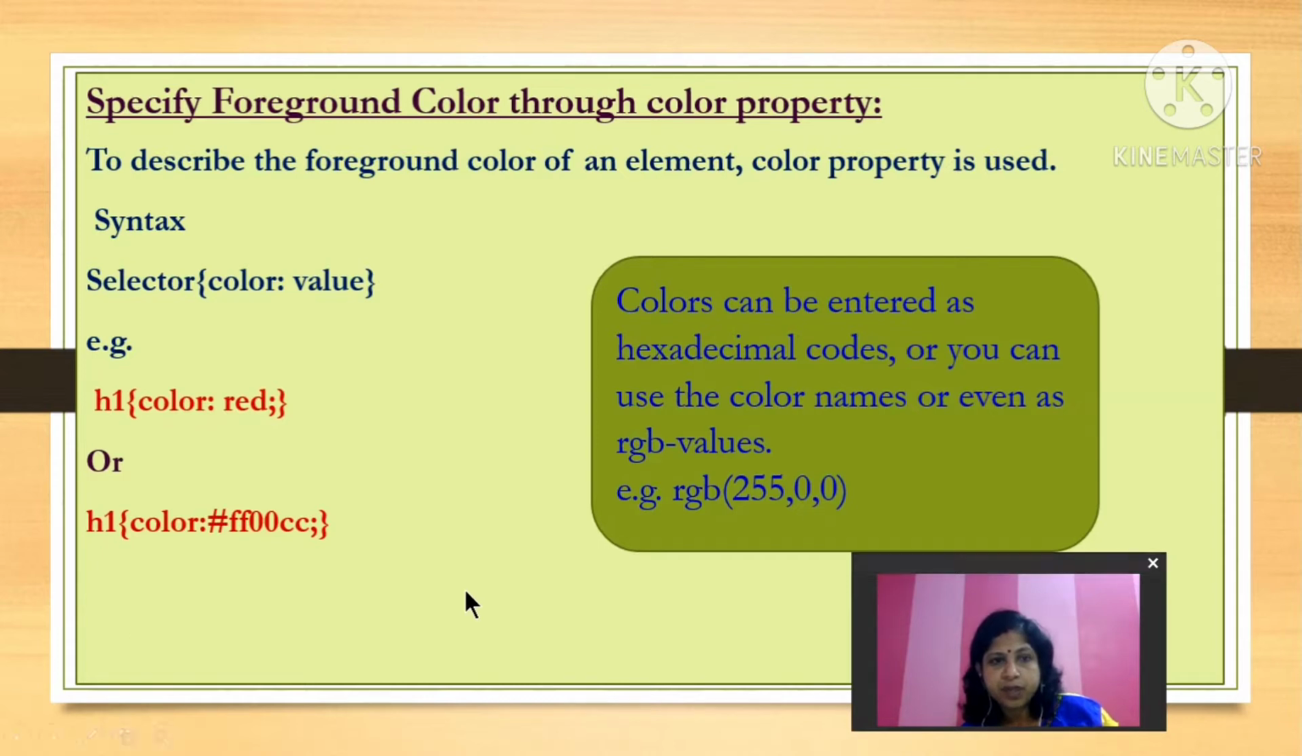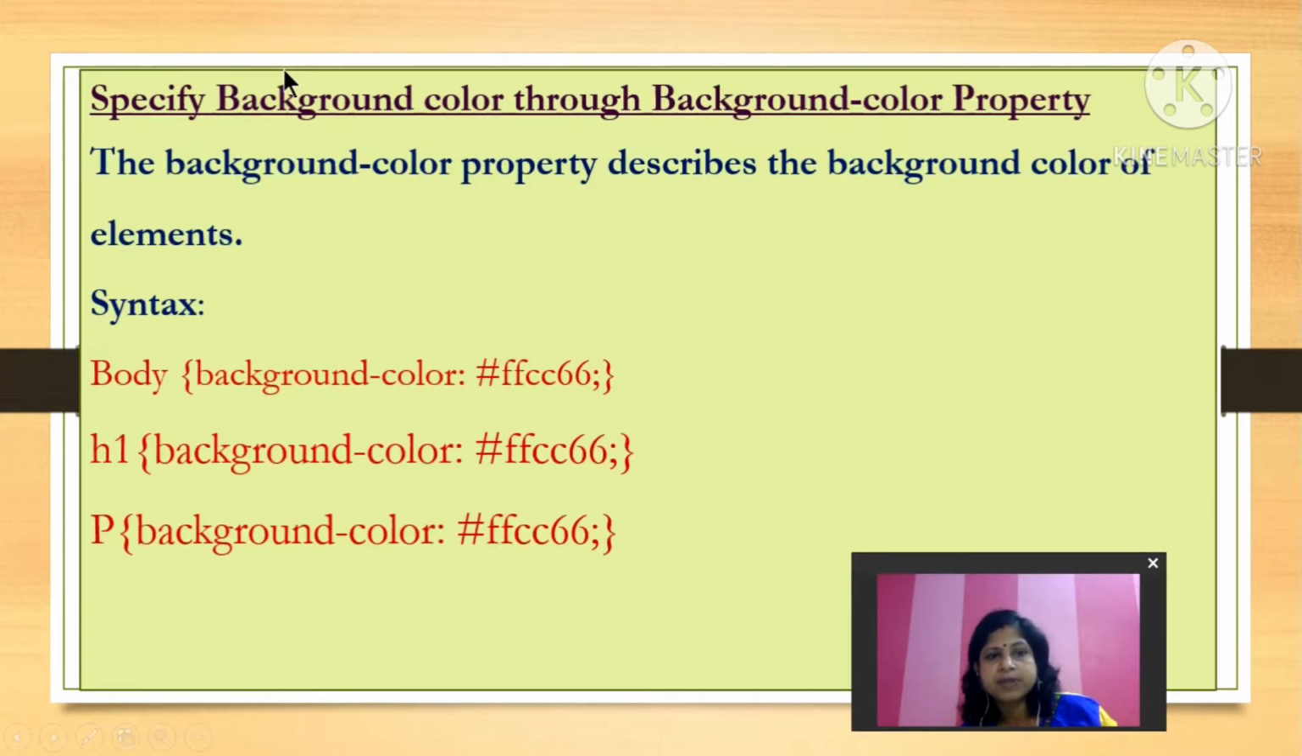Next one is specify background color through the background-color property. The background-color property describes the background color of elements. What is the syntax? If you are using it for body, then body, background-color, then give a color code. You can write the color also, red, green, blue, yellow, as we are writing. But a new thing you should learn is the hexadecimal representation of color, and you can give the RGB value also. For H1 heading you can give background color, for paragraph also, and for body also. So the syntax is background-color, then a colon, then a color.